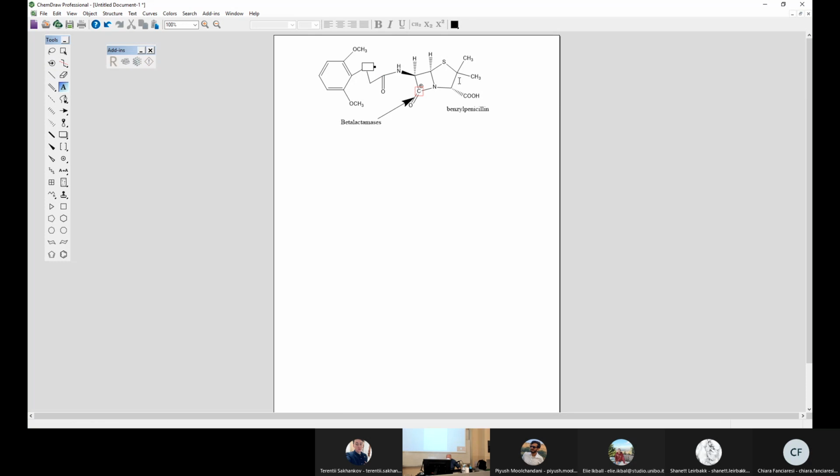Represented by the presence of an oxygen atom on the side chain. Why an oxygen in this position? Why is this oxygen so important? Why is this oxygen able to defend against the attack of beta-lactamases?